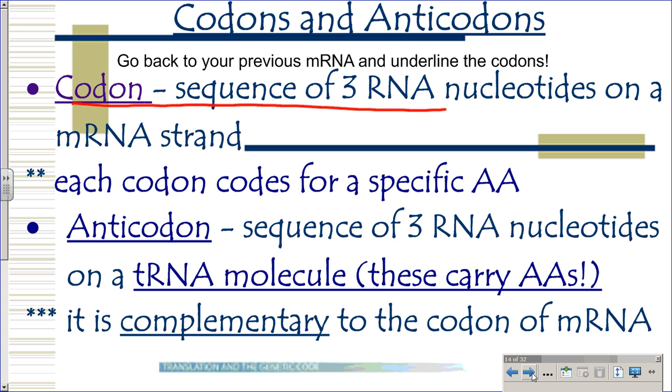All right, so the codon is a sequence of 3 RNA nucleotides on mRNA. It sounds like I'm speaking random code because I just say letters, but they mean things to you. That's why this unit's very vocab rich. So the codon is on mRNA.